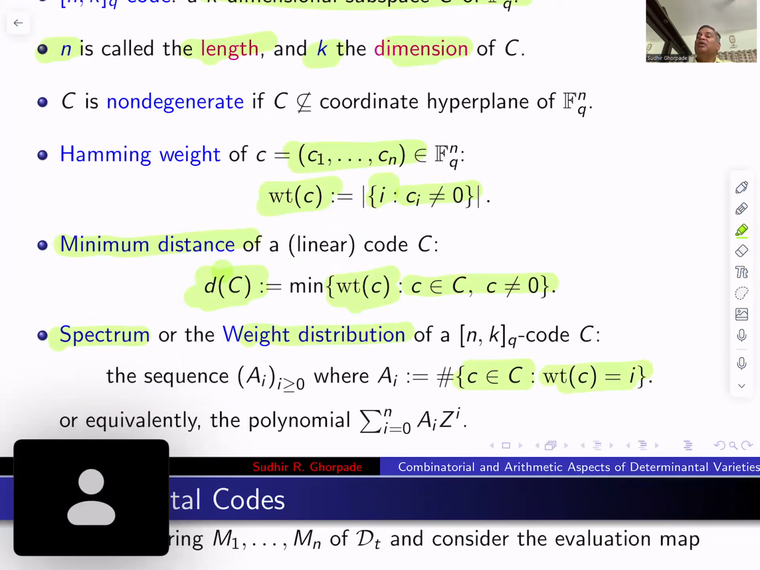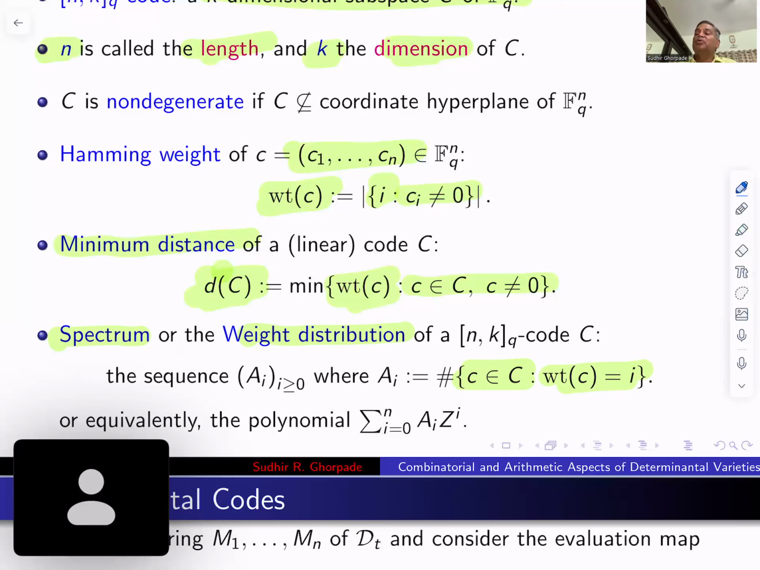And now you see what is the value that weight can take. It's the number of positions where the ith coordinate is not zero. So maybe if it's a zero code word, there are no positions where you have a non-zero coordinate. So this weight can vary between 0, 1, 2, and the maximum value it can take is n. So this i will run from 0 to n.